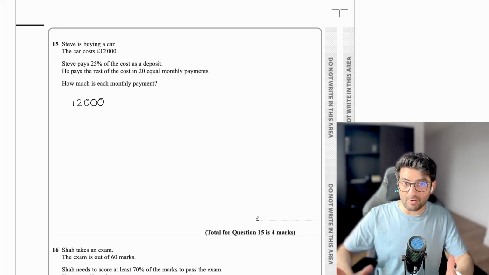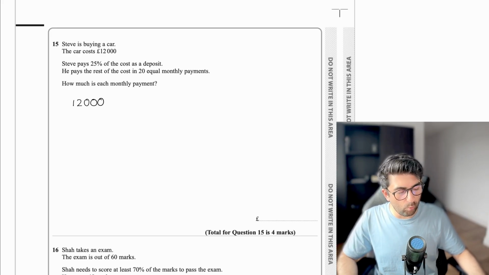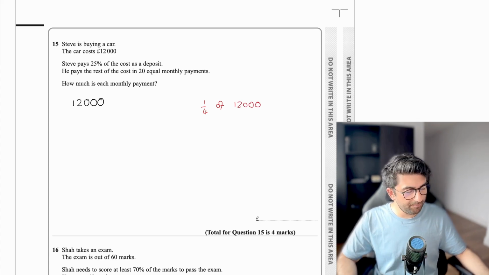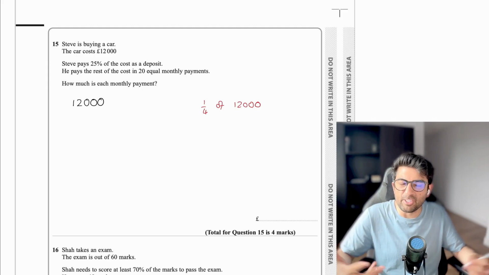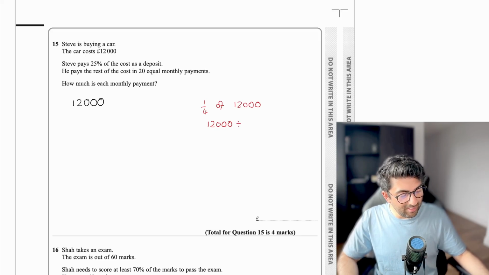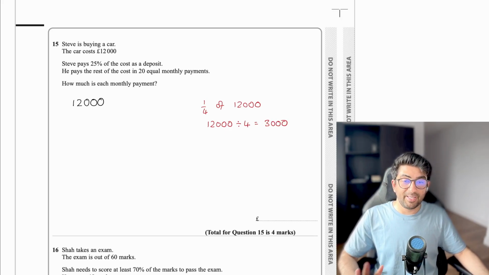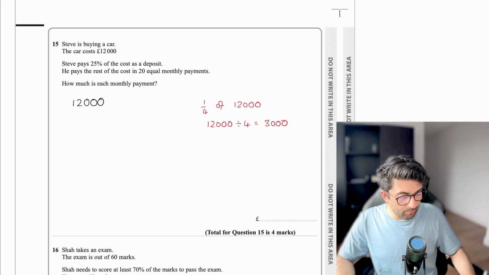He gives them 25%. 25% is a quarter. So a quarter of 12,000 he gives as a deposit. Let's work that out. 25% is 1/4, so a quarter of 12,000 just means divide 12,000 by 4. 12,000 divided by 4 is 3,000. He gave them £3,000 as a deposit. So let's put that in our calculation. £3,000, and I'll write deposit next to it.